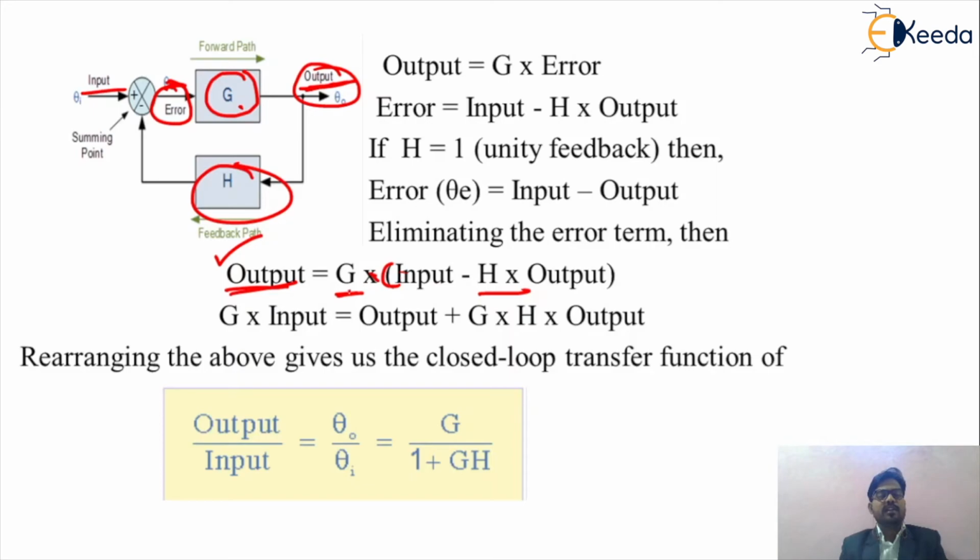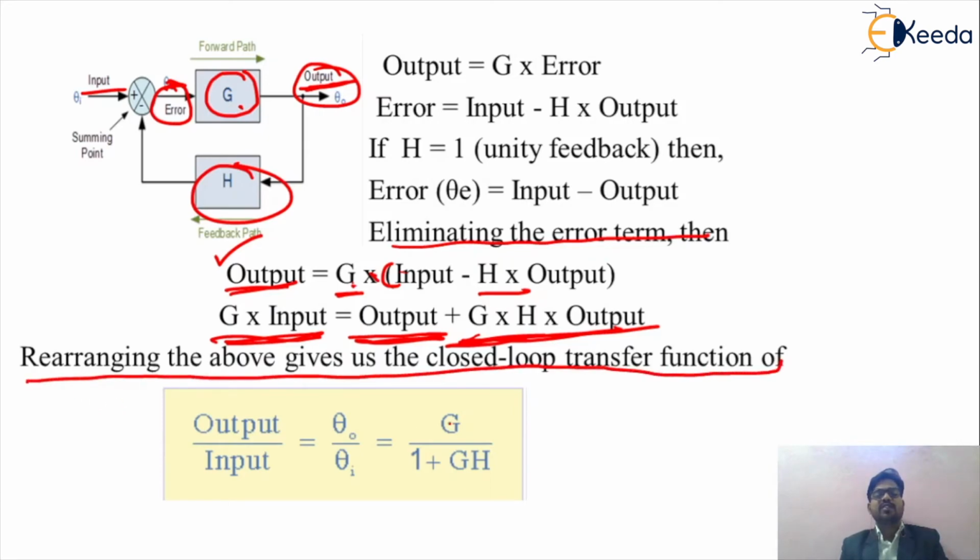So friends, now we can multiply this term, or simply solve this equation. G into input is equal to the output plus G into H into output. Simply, we can form this by eliminating the error term. Now we can get a very important equation, the closed loop transfer function. We rearrange the terms: output on one side, input on the other, taking G as common, and we get 1 plus GH as the divided by term.